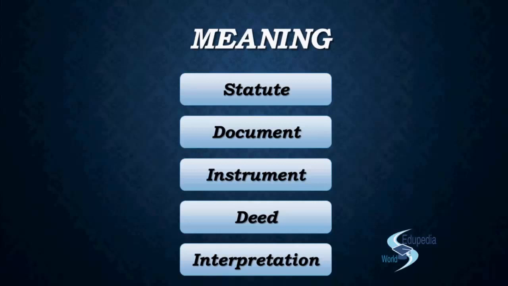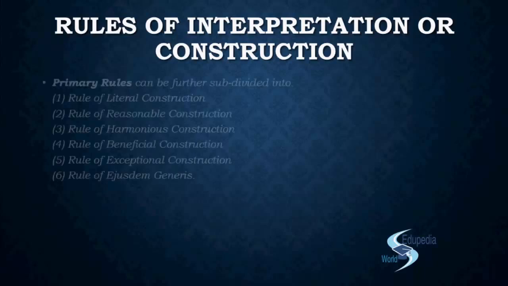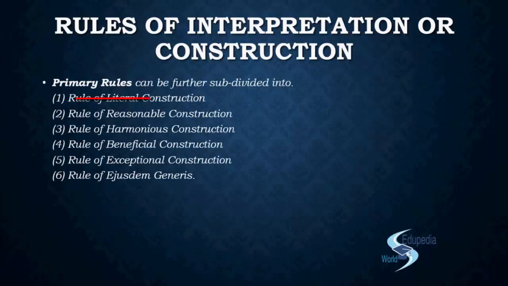Moving ahead, today we'll learn the rules of interpretation or construction. You need to understand that the rules are divided into 2 sections: one is the primary rule and the other is the secondary rule. The primary rule of interpretation is further subdivided into 6 different rules, and these will be applied depending upon the case.